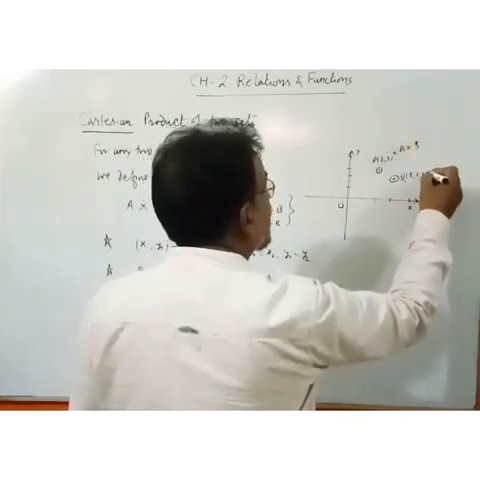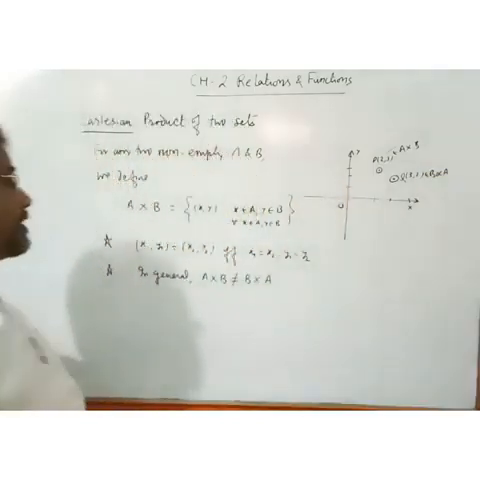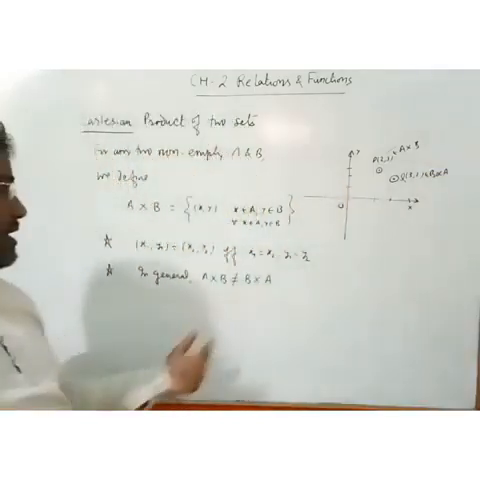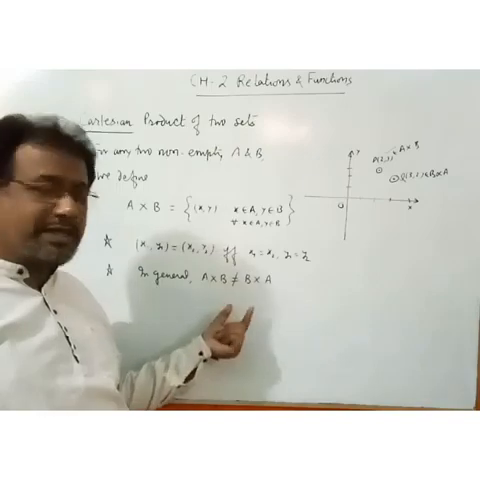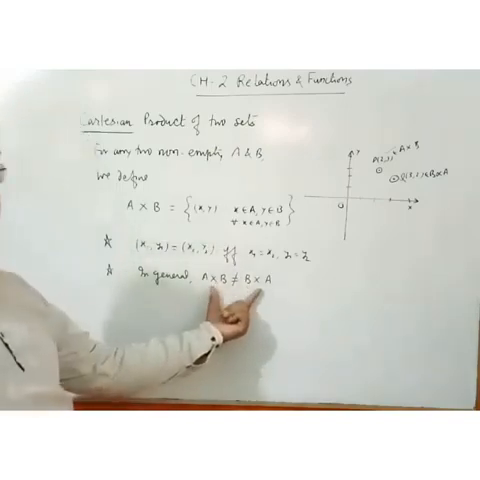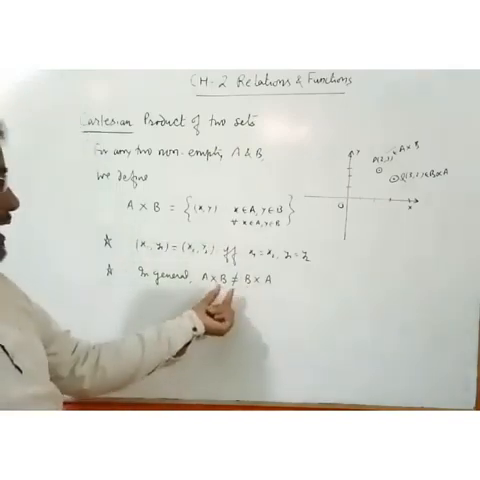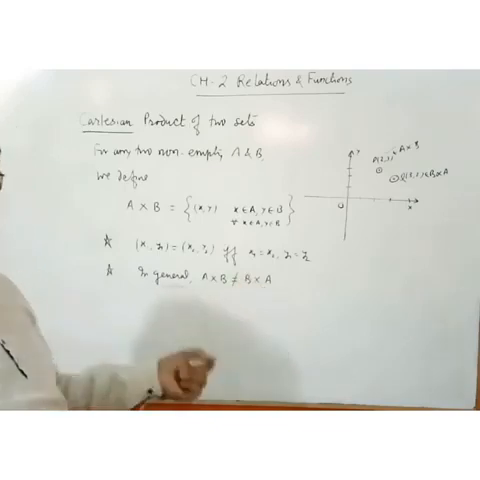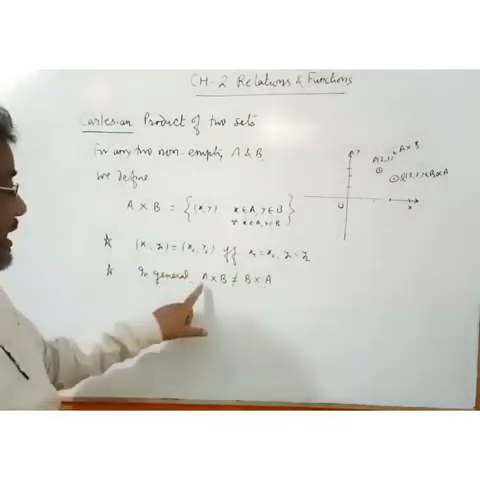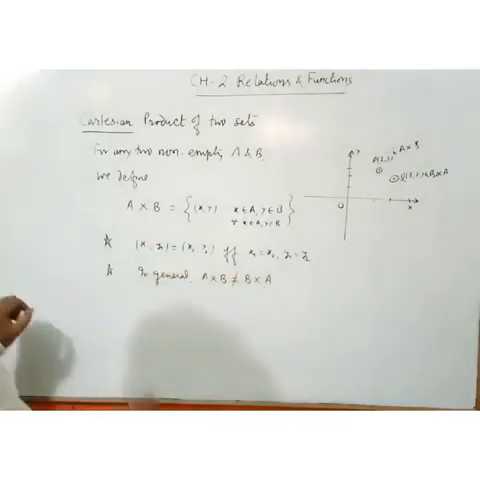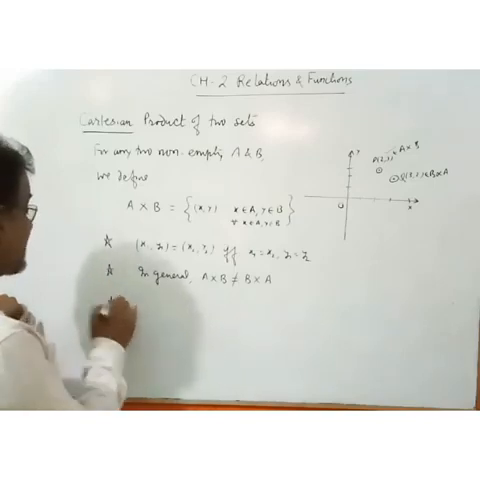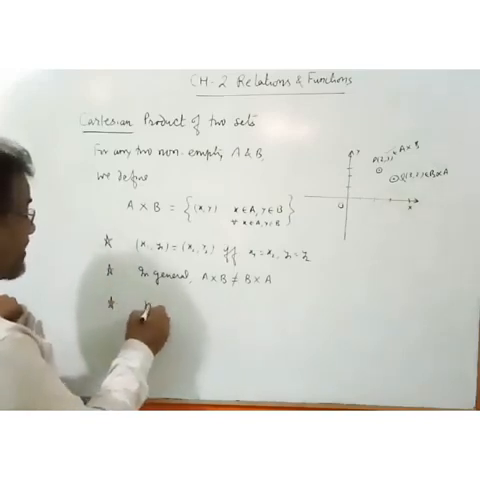(2, 3) will be in A cross B and (3, 2) will belong to B cross A. So under what condition may the two products be the same? A cross B may be equal to B cross A if and only if A is equal to B.